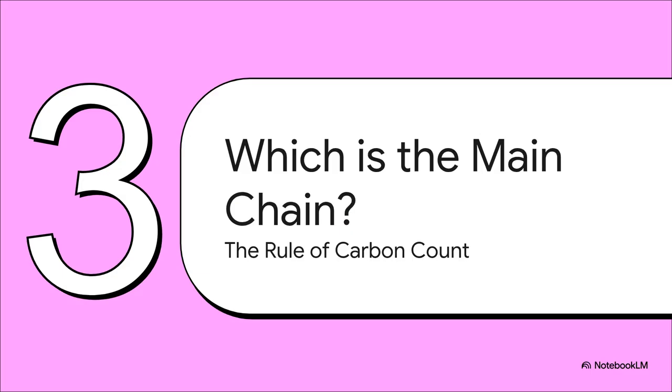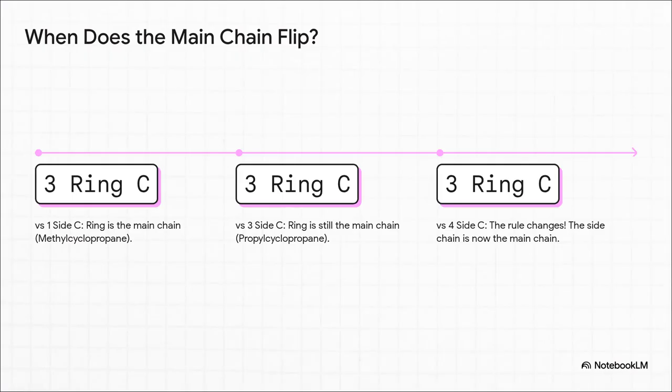But this is where things get really interesting. What happens when that chain we attached starts to get bigger and bigger? At some point, we have to ask a really important question. Which one is in charge? The ring or the chain? Let's look at this power struggle. As long as the side chain has fewer carbons than the ring, the ring is the boss. It's the parent name. Even if they're the same size, a 3-carbon ring and a 3-carbon chain, a tie, the ring still wins. But the very second that side chain gets 1 carbon longer, everything flips on its head.